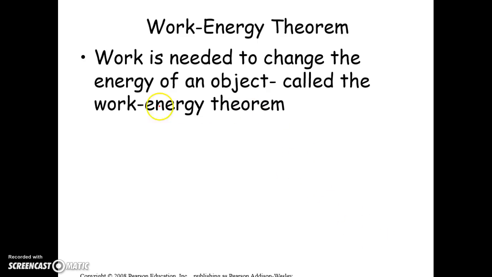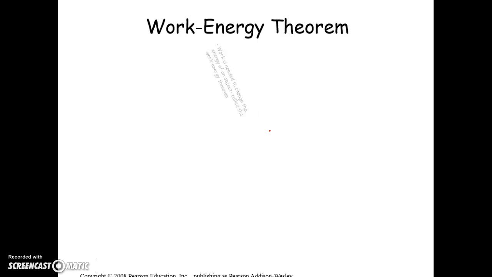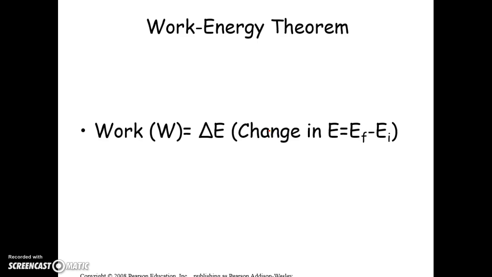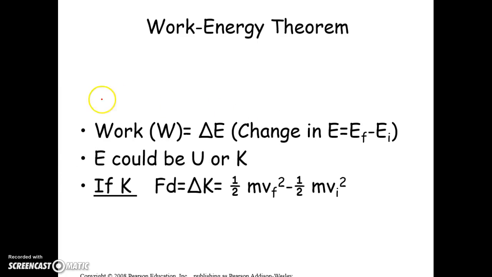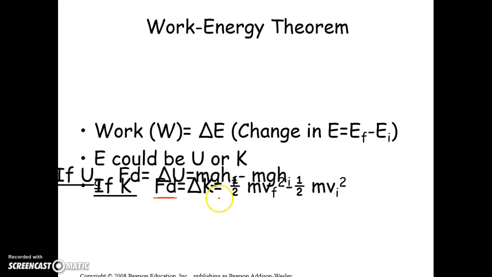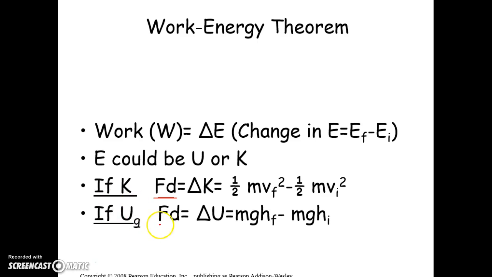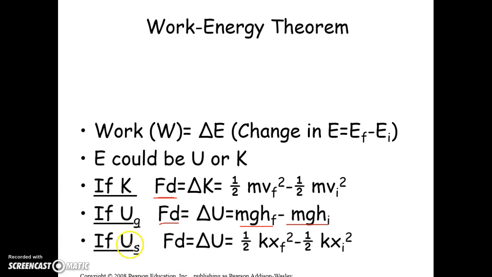So work is needed to change the energy of an object. We call that the work energy theorem. Both energy and work are measured in joules. And so this is just a different way of writing that same statement, that the work is equal to the change in energy. And the energy could be potential or it could be kinetic. And so these are just the specific versions. So there's the work equation, and then the change in kinetic energy would be 1/2 mv final squared minus 1/2 mv initial squared. If you're talking about gravitational potential, again, there's the work, mg height final minus mg height initial. And then if you had spring elastic potential energy, again, there's the work, 1/2 kx final squared minus 1/2 kx initial squared.